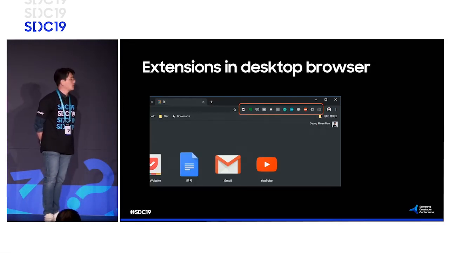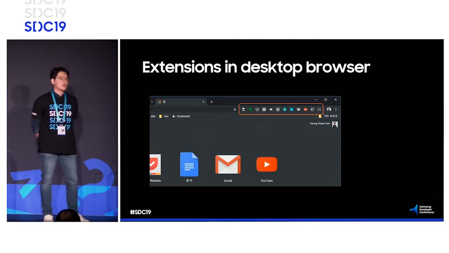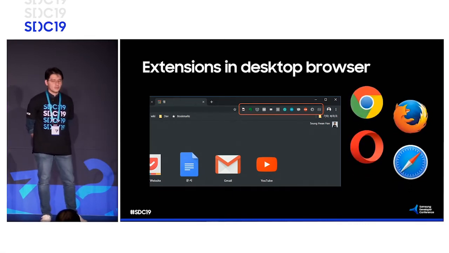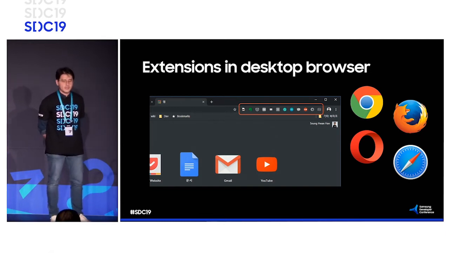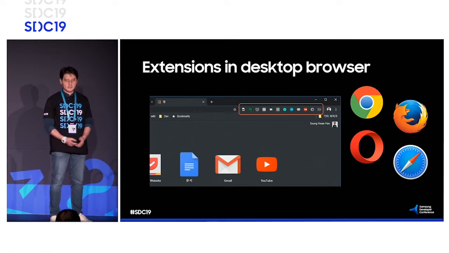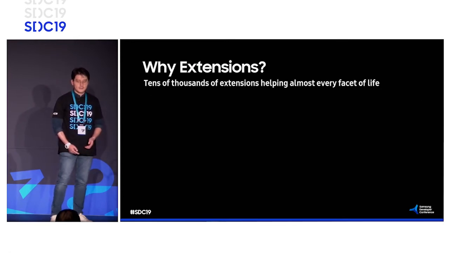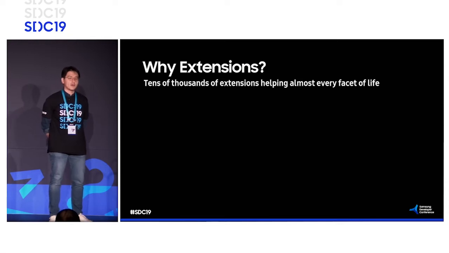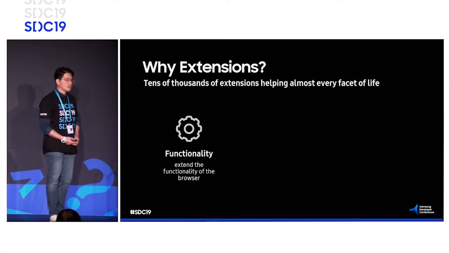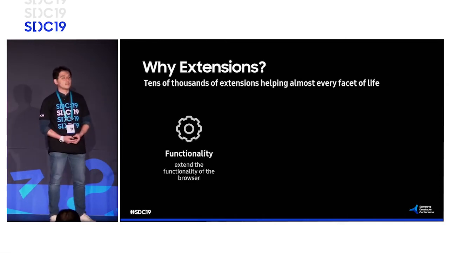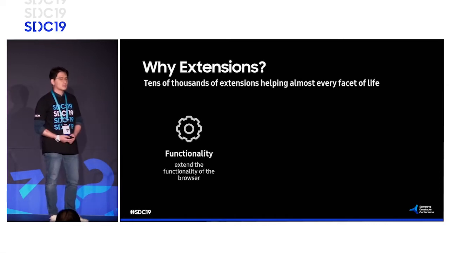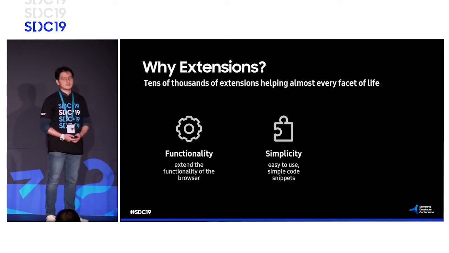If you are familiar with extensions, yours and probably your family's browsers will look like this. There are many extensions installed together. The major desktop browsers such as Chrome, Firefox, Opera, and Safari provide their own extensions with different names, such as add-ons or plugins. Why do we use extensions in desktop browsers? Of course, they are so powerful, but besides that, we can think about the functionality. Extensions extend the functionality of the browser by providing additional features or customized services that the browsers cannot provide by default.